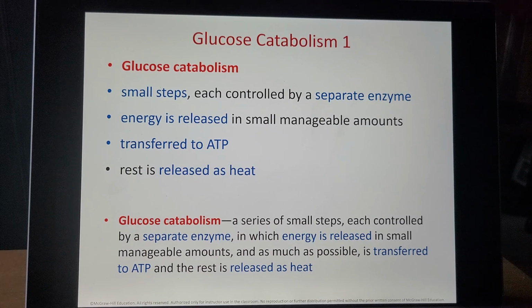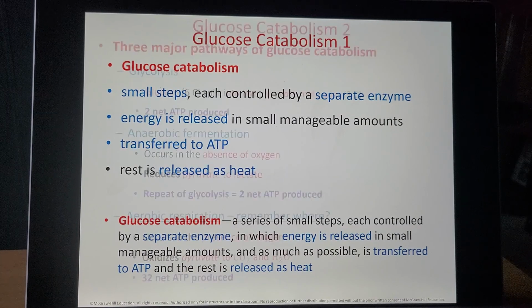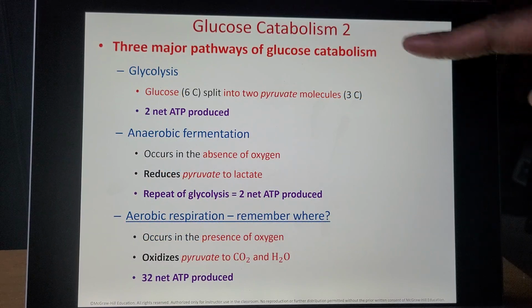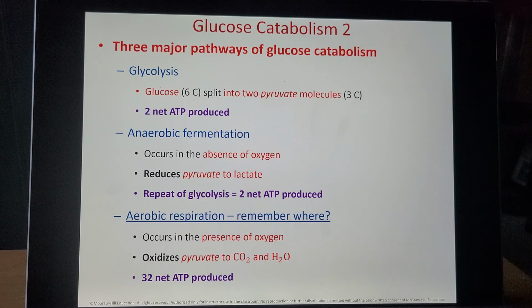So glucose catabolism is a series of small steps, each controlled by a separate enzyme, in which energy is released in small amounts and then transferred to ATP. The rest is released as heat. There are 3 major pathways of breaking down glucose. The first one is glycolysis.